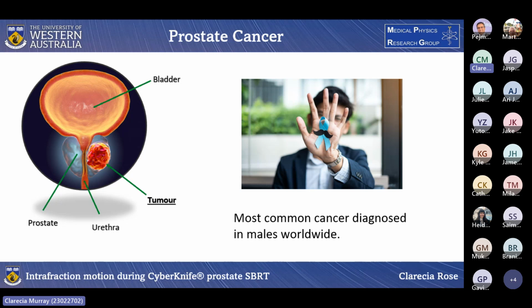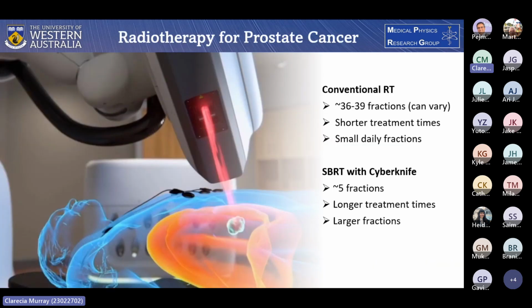Common treatment methods include hormone therapy, surgery, and radiation therapy. Radiation therapy is what I will be covering today. The 2 main types of radiation therapy typically delivered for prostate cancer are conventional radiotherapy methods. These have several fractions, usually delivered daily, spread out over several weeks, somewhere between 36 and 39 fractions, although this can vary.